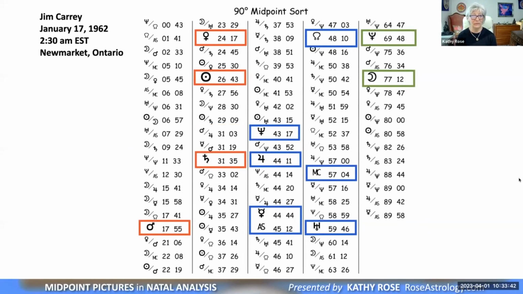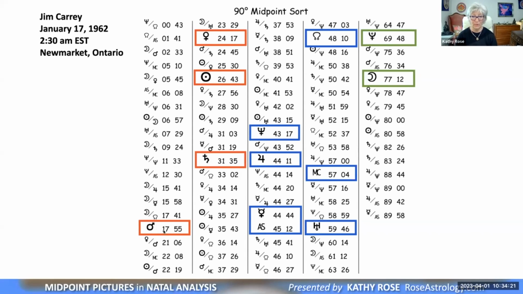Let me show you the same slide of Jim Carrey, but now what I've done is highlighted the angles and the planets and the nodal axis so that it pops out a little bit more. Because the reason I'm doing this, right now I'm not even talking about midpoints, I'm talking about the 90-degree sort and how helpful it can be in looking at the natal chart, not in chart form, but in this form. Because instantly what this allows you to see is hard contact between planets. Conjunct, square, and opposite, I think, are aspects of developmental tension and incredibly powerful.